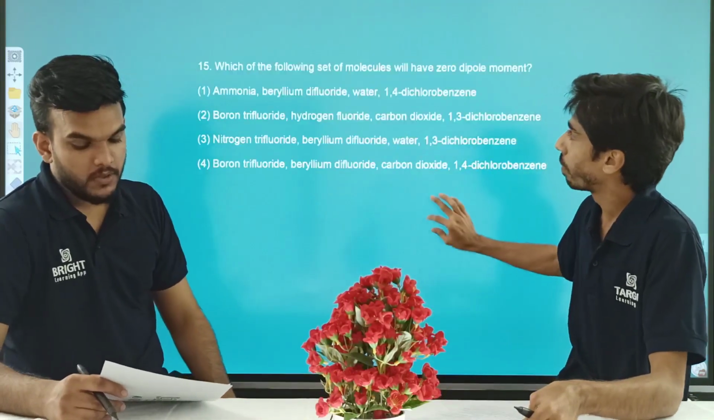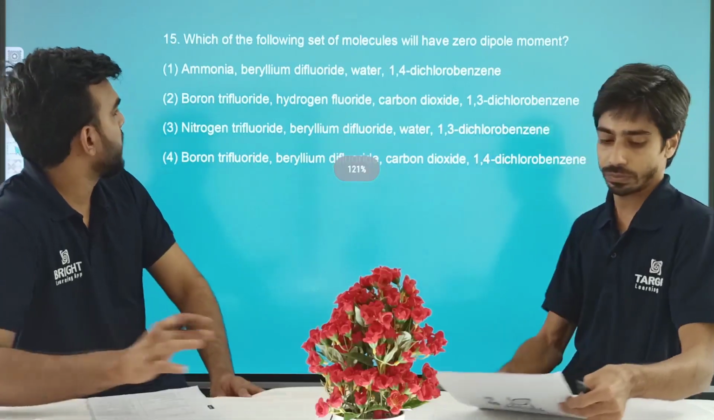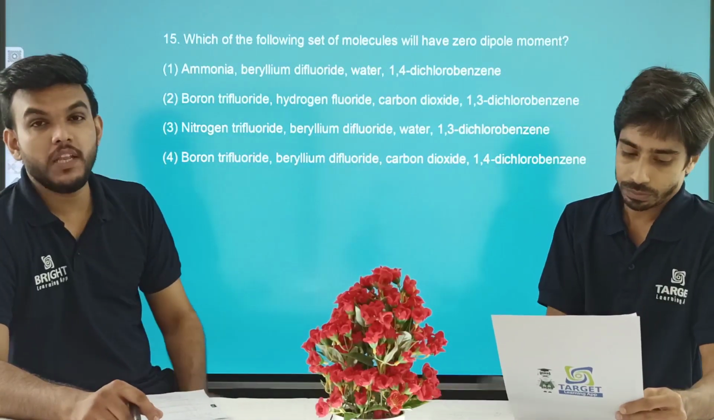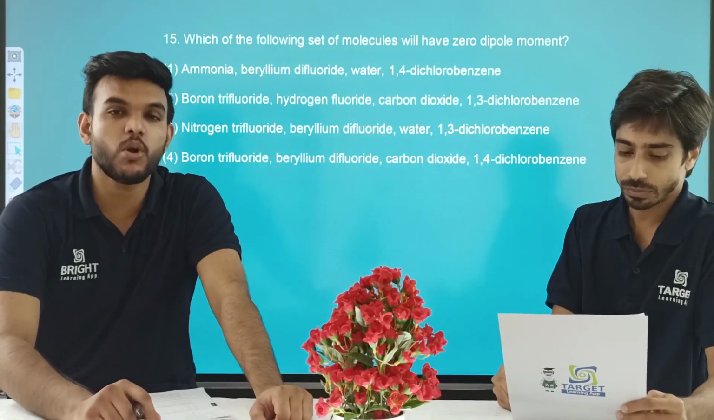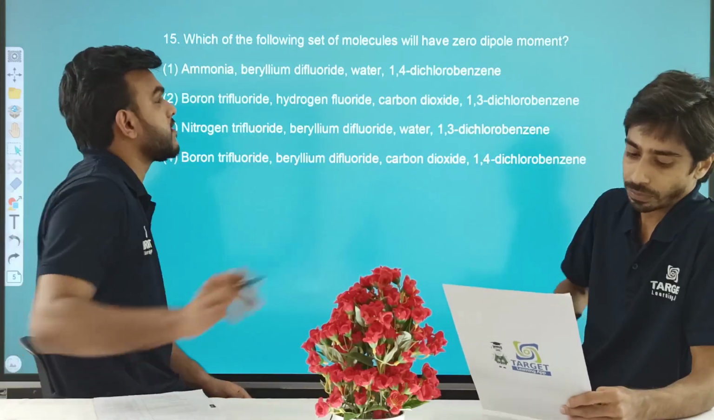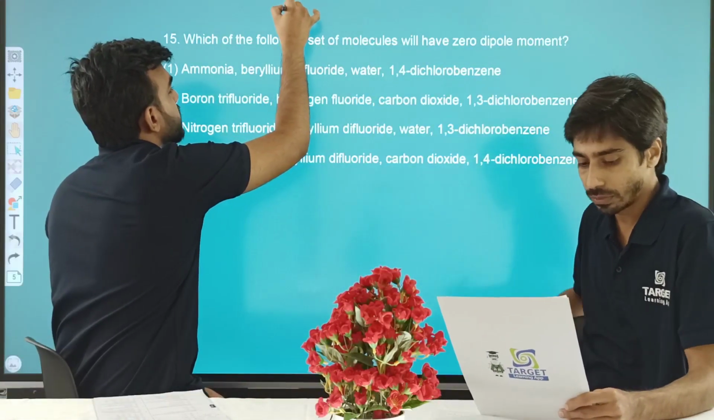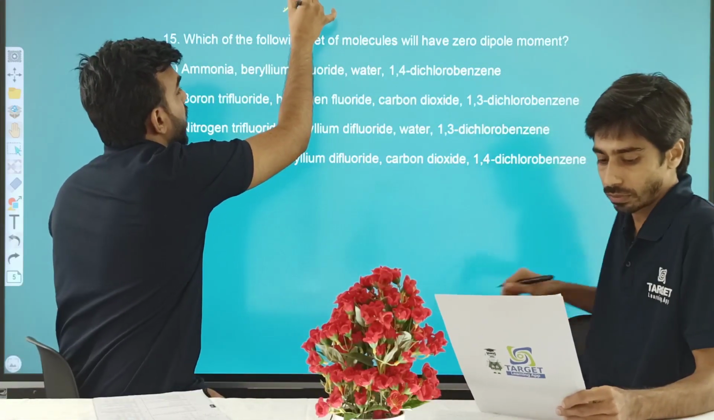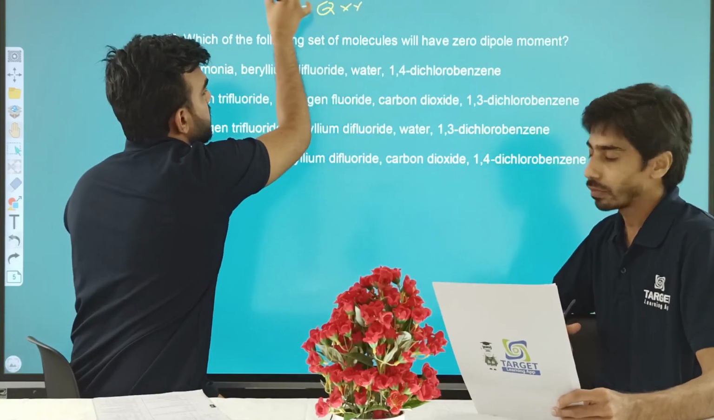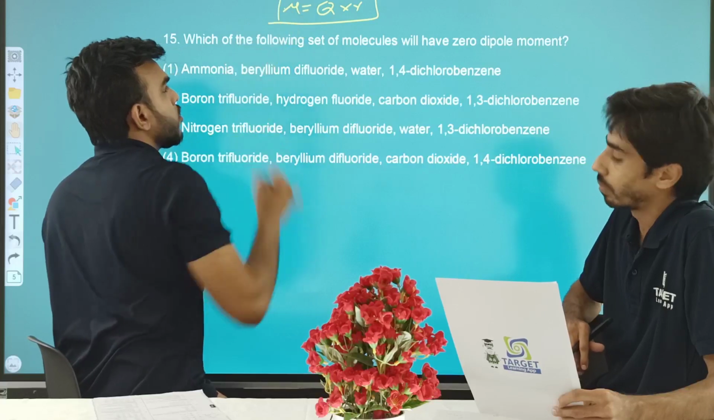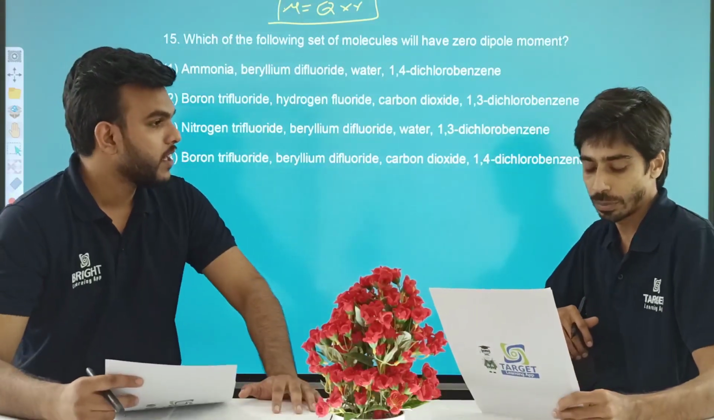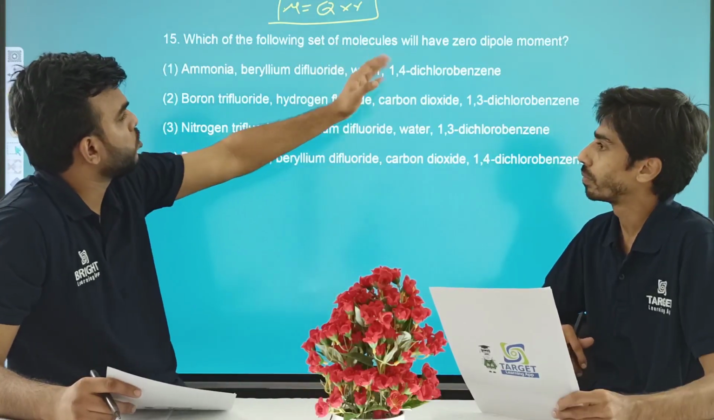The next question is: which of the following sets of molecules will have a zero dipole moment? This question is based on our chapter, chemical bonding, where we are studying dipole moment. Dipole moment is expressed by the equation mu is equal to charge into distance, Q into R, and we know that it is expressed in debye. Debye is a unit. Okay, we can go to the concept.